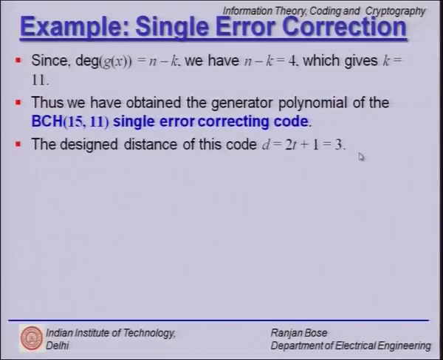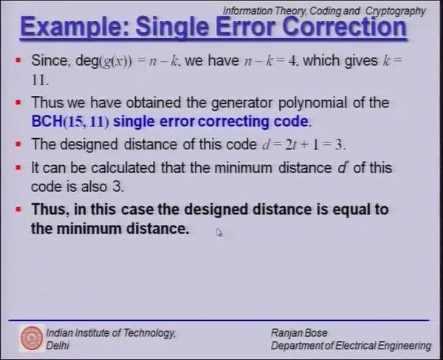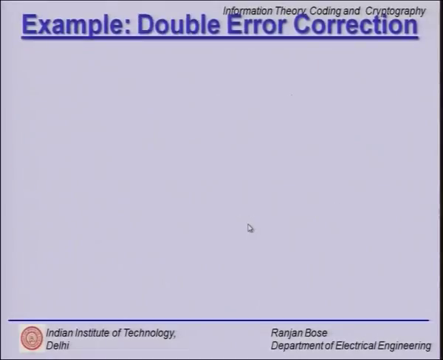So, the design distance is 3, and you can verify using the generator polynomial that the minimum distance is indeed 3, leading to the fact that it can correct a single error. Thus, the minimum distance is equal to the design distance.